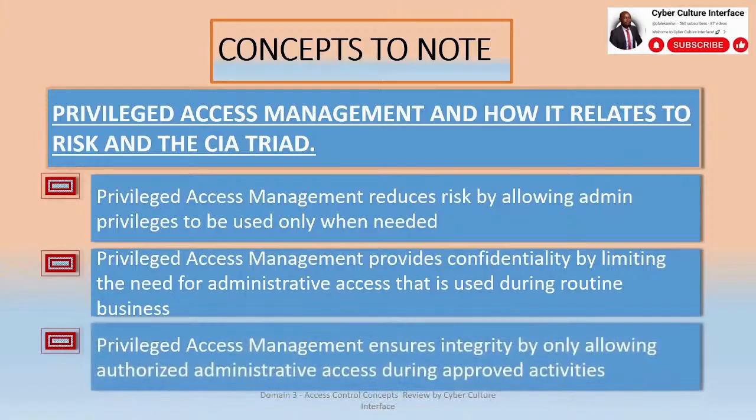Another point under this concept that you need to understand is that privileged access management ensures integrity by allowing authorized administrative access during approved activities. So admin access can be controlled in such a way that someone will have admin access only when an approved activity is being conducted. These are all part of understanding how privileged access management relates to risk and the CIA triad.